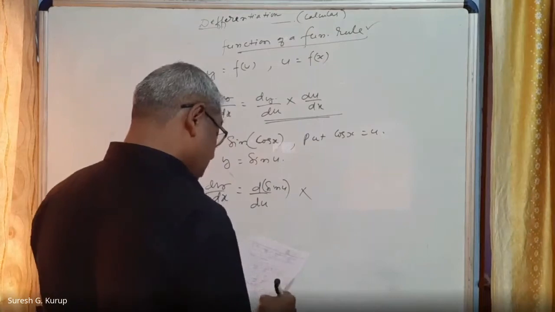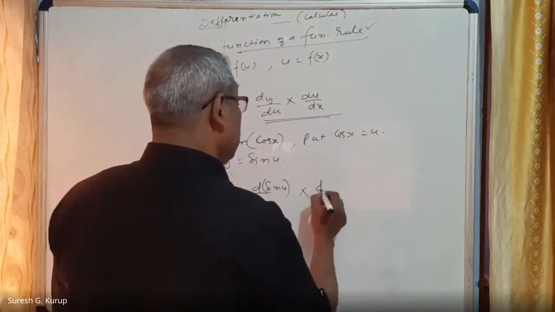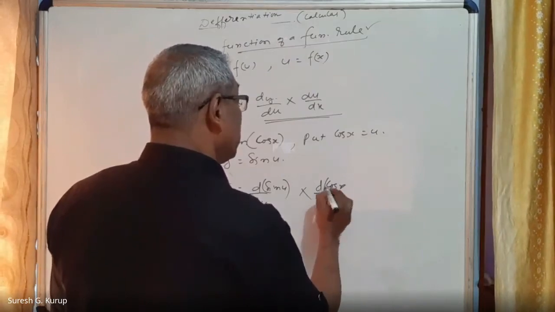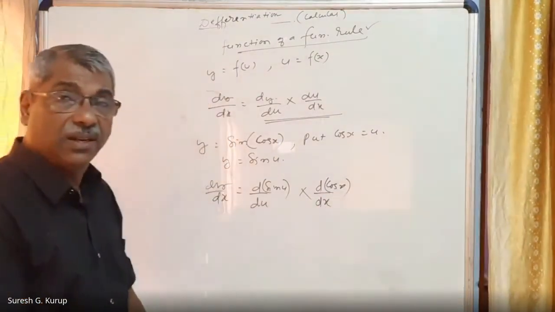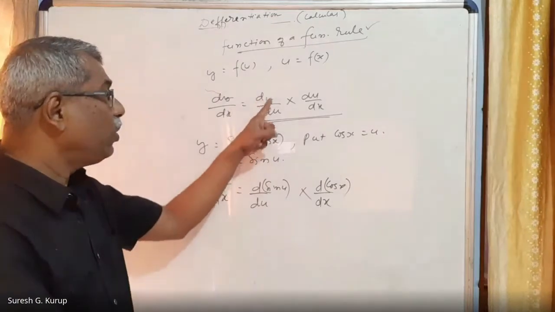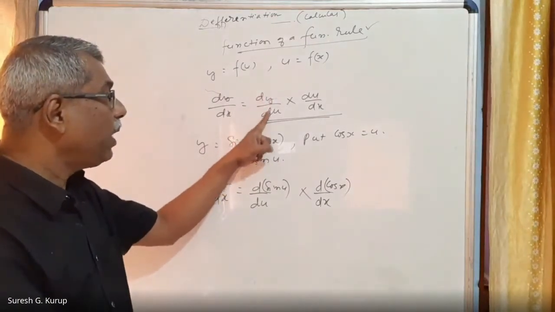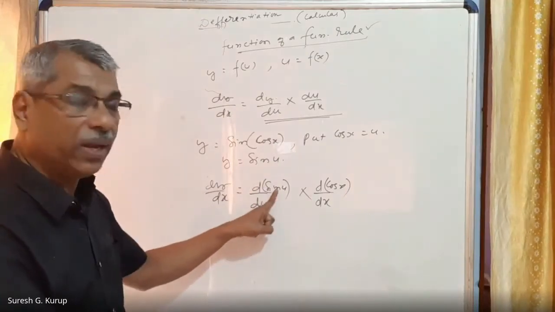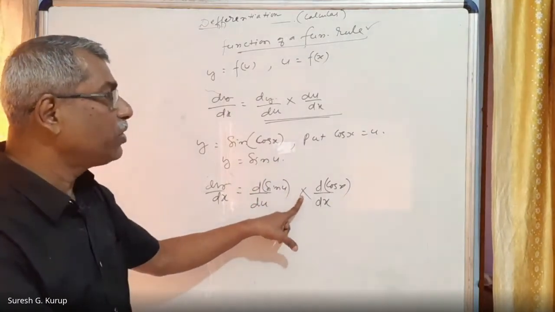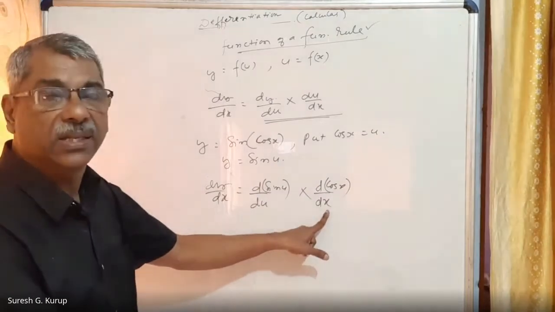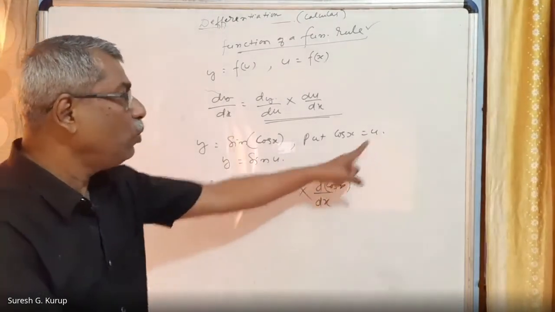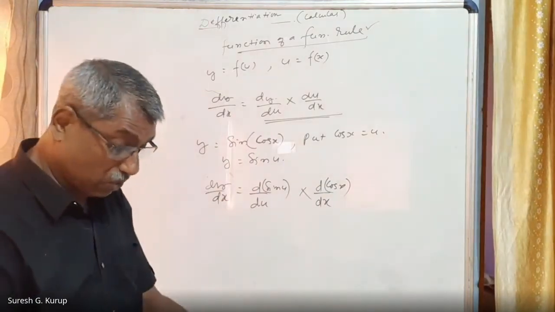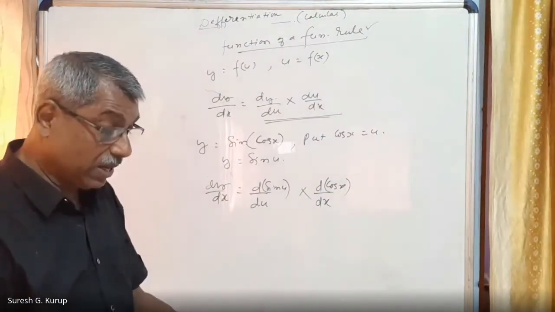What is du by dx? That is d by dx of u, and u is equal to cos x. This is the condition, right? First of all, dy by du, d by du of sine u, into, next, du by dx, d by dx of u, where u is equal to cos x. This is what is called the function of a function rule. This is also done, right?